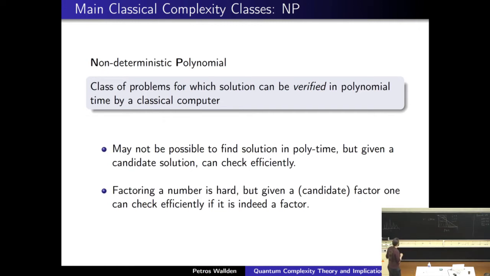Let's not discuss why it's called non-deterministic polynomial for now. But let's see what this means. It may not be possible to find the solution of a problem in polynomial time. So if you are in NP, it may or may not be possible to find the solution. That's not what defines whether a problem is in NP or not. But if one gives you a possible solution, you can check whether this is a solution or not in polynomial time efficiently.